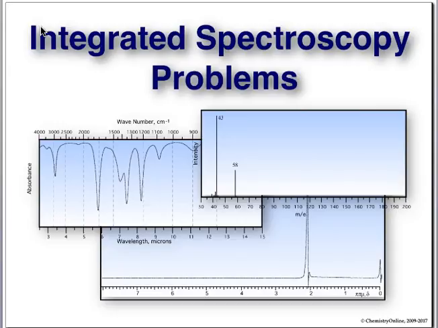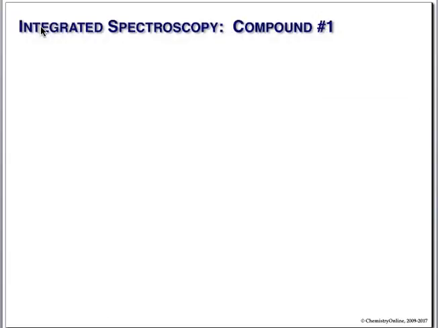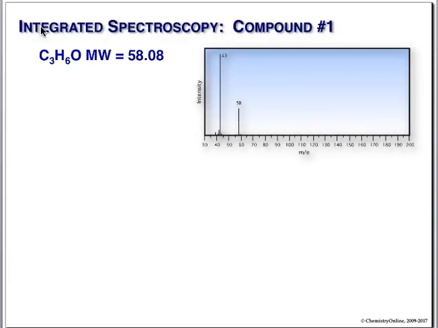Run through them quickly. And then we're going to do chapter 14, and that is conjugated systems and the Diels-Alder reaction. In terms of the handout, compound number 1 was very simple.